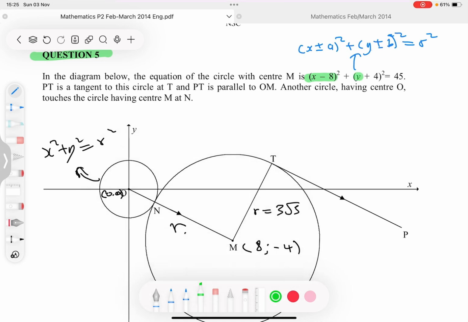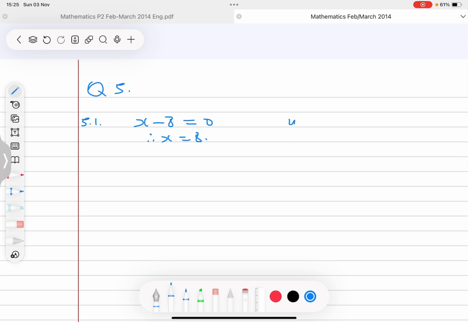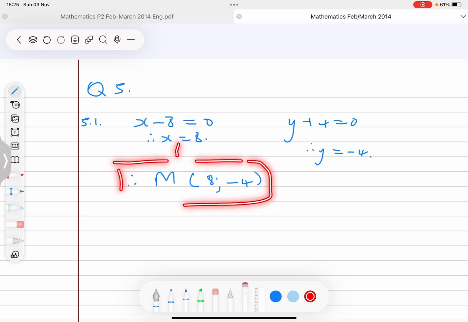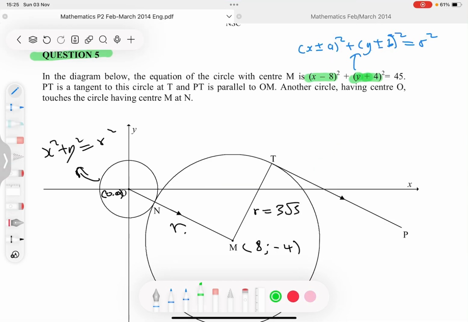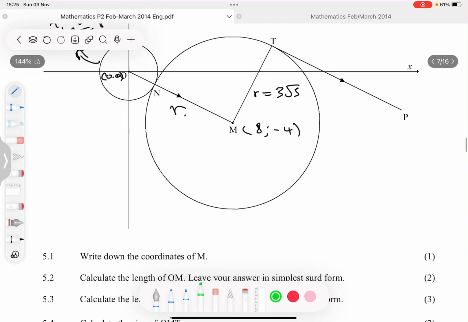Then you do the same for this guy here. You set y plus 4 to 0, right? So y plus 4 equals 0, so that our y is equal to minus 4. Therefore, this means our M, the center, is given by 8, the x value, and negative 4, the y value, right? So this is the best alternative to go through if you are struggling to read it from the equation, because I know sometimes these positives and negatives can be confusing for some of you guys, right?